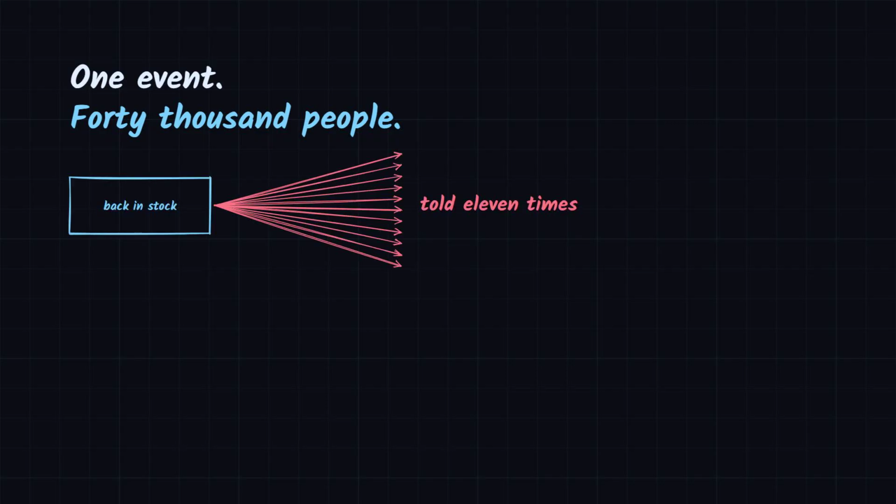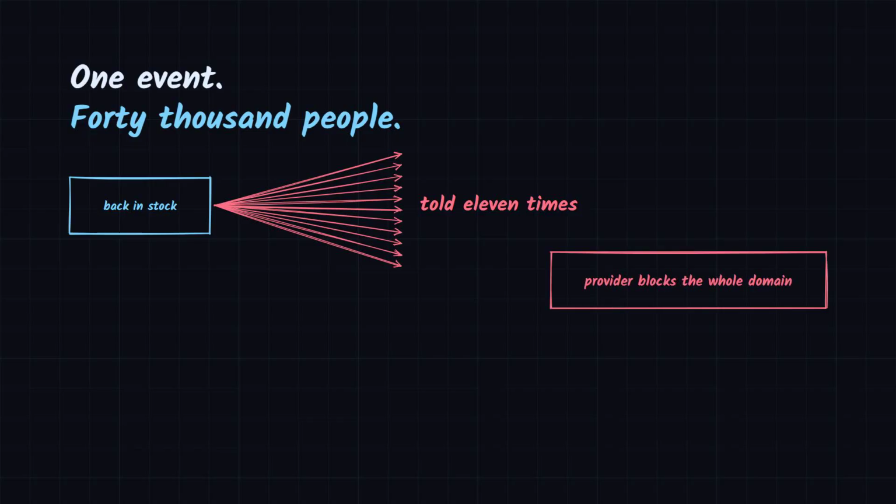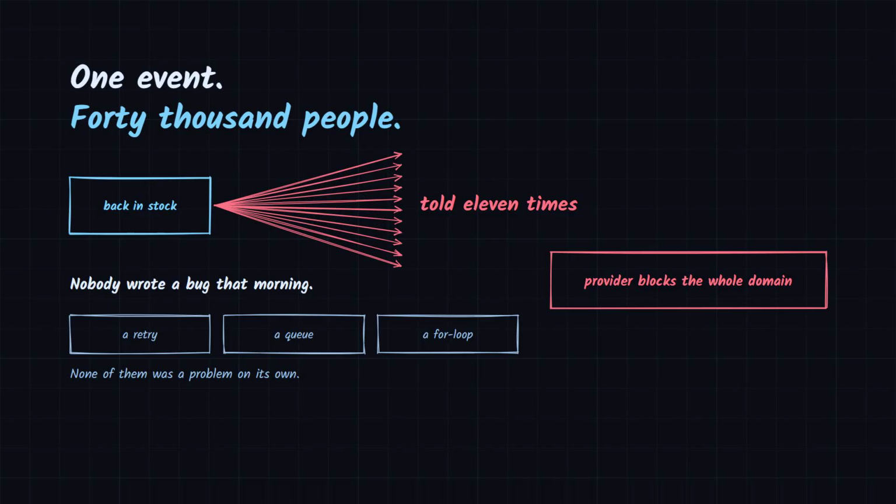One product came back in stock. 40,000 people had asked to be told about it. By the time the on-call engineer killed the job, some of those people had been notified 11 times, and the email provider had started rejecting everything the company sent for the rest of the day. Nobody wrote a bug that morning. A retry, a queue, and a for loop combined into something none of them was on its own.